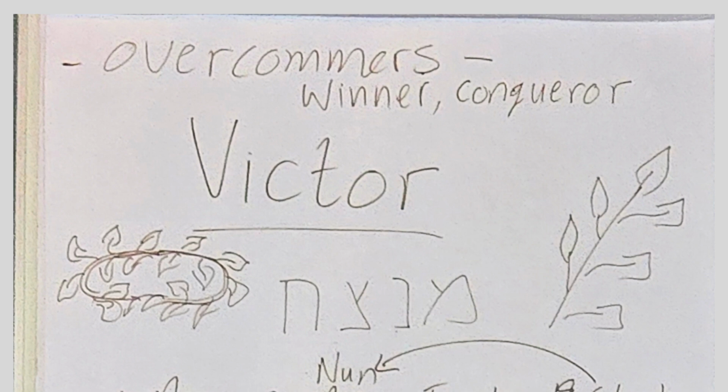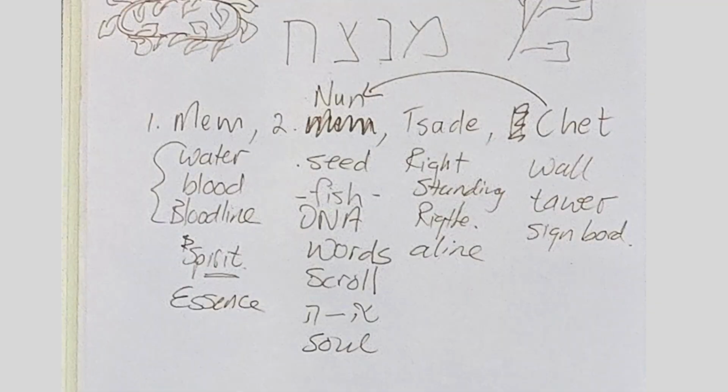Mem, Nun. Again, here we have Tsade and we have Chet. You will see that Chet looks like hay, but it doesn't have the opening at the top. So let's see what it all means. Mem, can you see it's not at the end of the word? It's here at the beginning of the word. So it's not sofit mem.